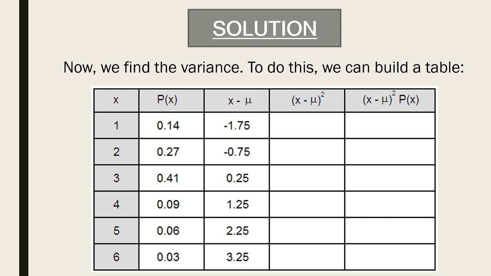Now we have to take each one of these values and square them. So I'm going to have to take the negative 1.75 value and square it. And that gives me 3.0625. If I take negative 0.75 and square it, I get 0.5625. Squaring the 0.25 gives me 0.0625. 1.25 squared is 1.5625. 2.25 squared is 5.0625. And 3.25 squared is 10.5625.